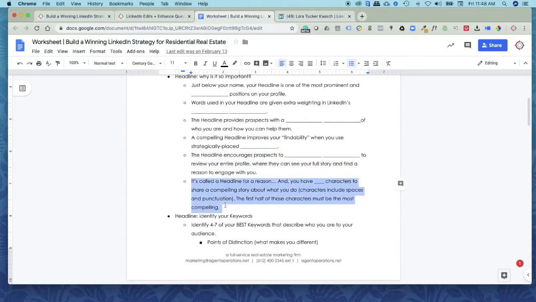Next, it's called a headline for a reason, and you have 120 characters. That's what goes in this, 120 characters to share a compelling story about what you do and why you do it. Characters also include spaces and punctuation, so be aware of that. Now, another rule of thumb that's really important as you're considering your headline is the first half of those 120 characters must be compelling.